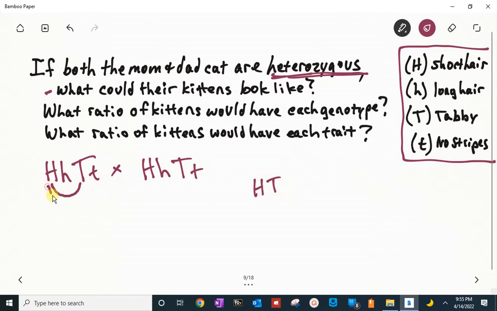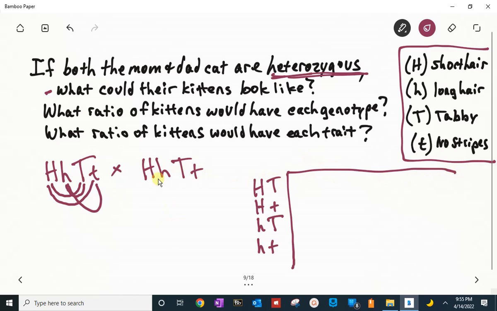Or she could donate that capital H and a lowercase t to her child, to her kitten. Or she could donate that lowercase h and a capital T to her kitten. Or she could donate that lowercase h and a lowercase t to her kitten. So that's going to be mom.